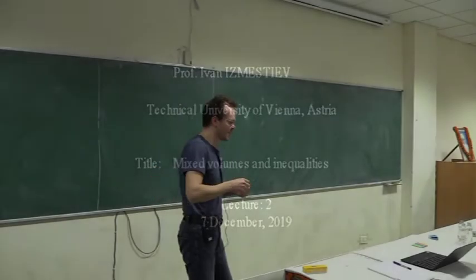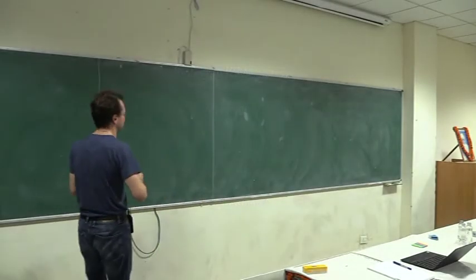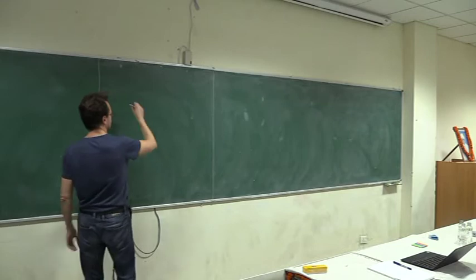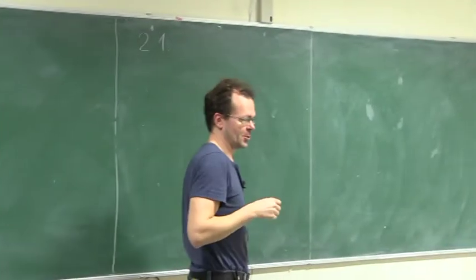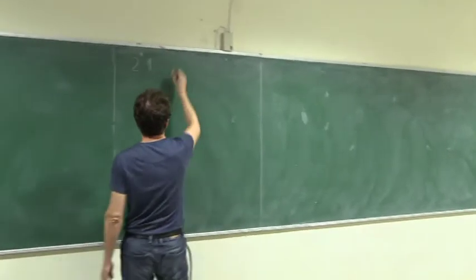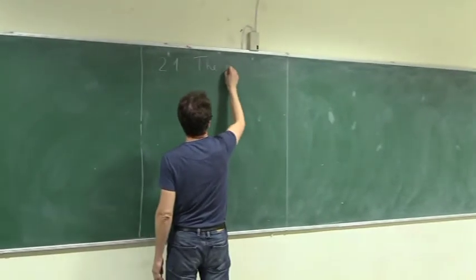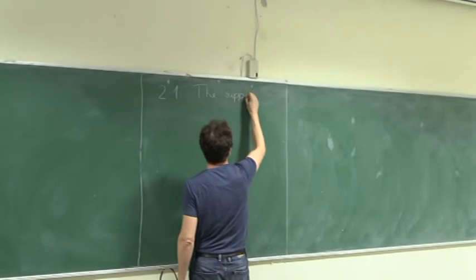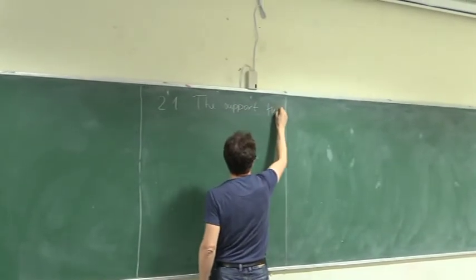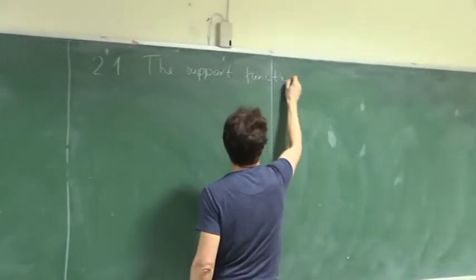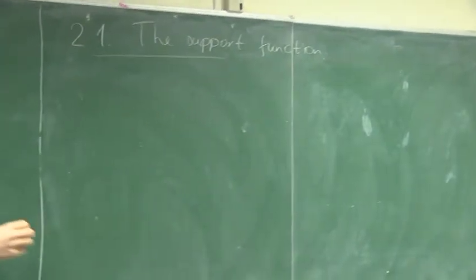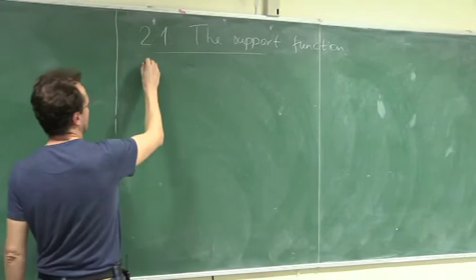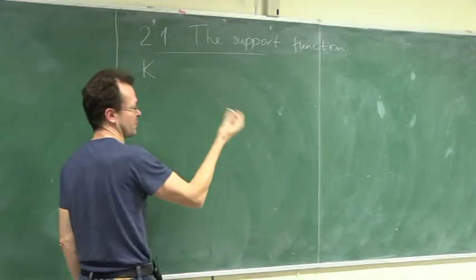Let us begin. So today there will be 4 parts, and part number 1 is about the support function. So as yesterday, K will always be a convex body in R^d.